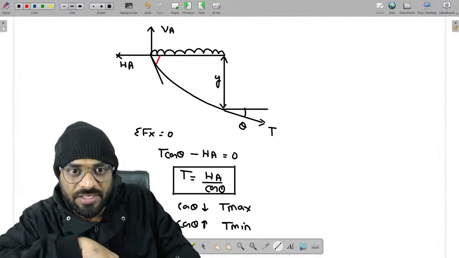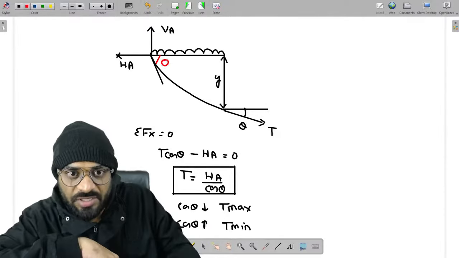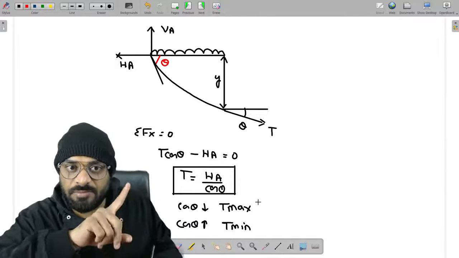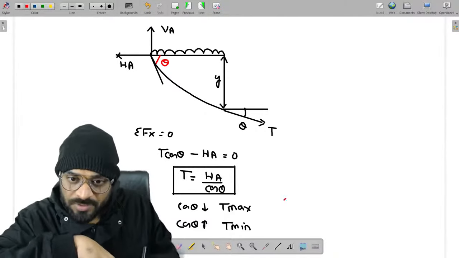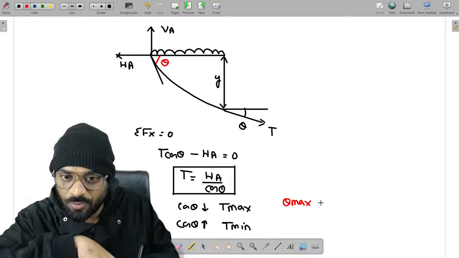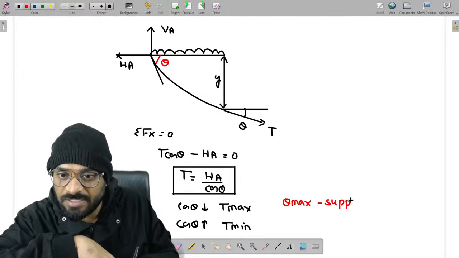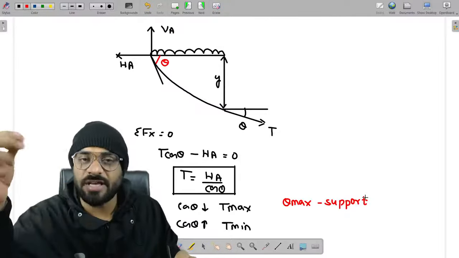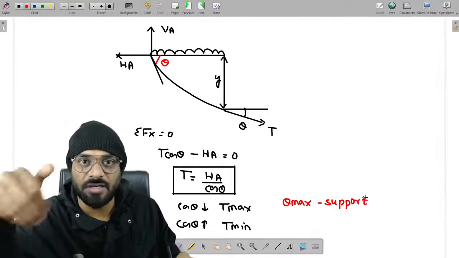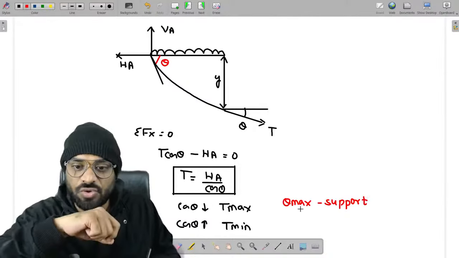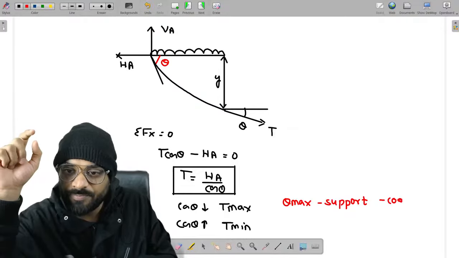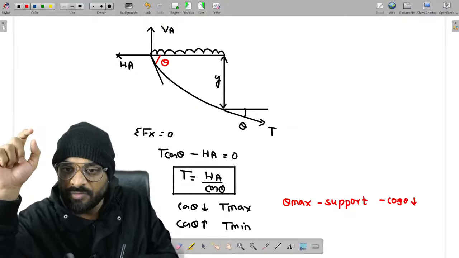So where will you get theta higher? Tell me, guys. Theta will be maximum at the support. If it is maximum at the support, we know that cos 0 is 1, but cos 90 is 0. That means if theta is more, then cos theta will be less. So if theta is maximum, then cos theta will be minimum. If cos theta is minimum, then T is maximum.